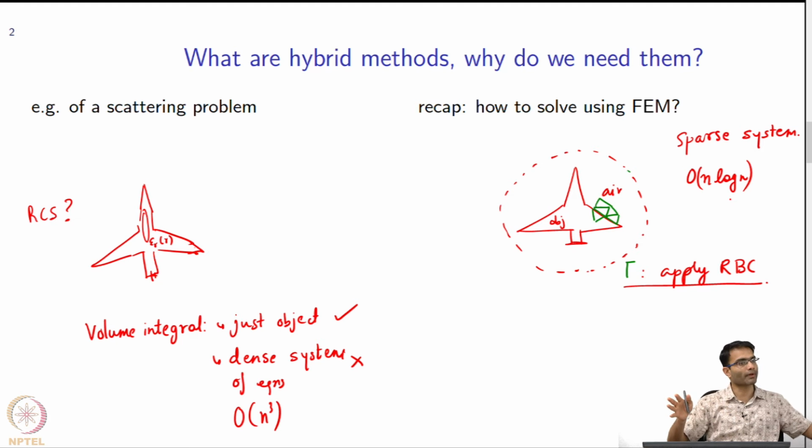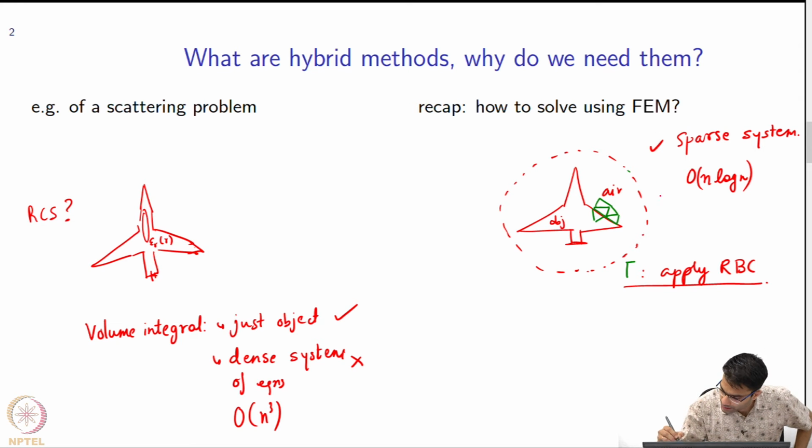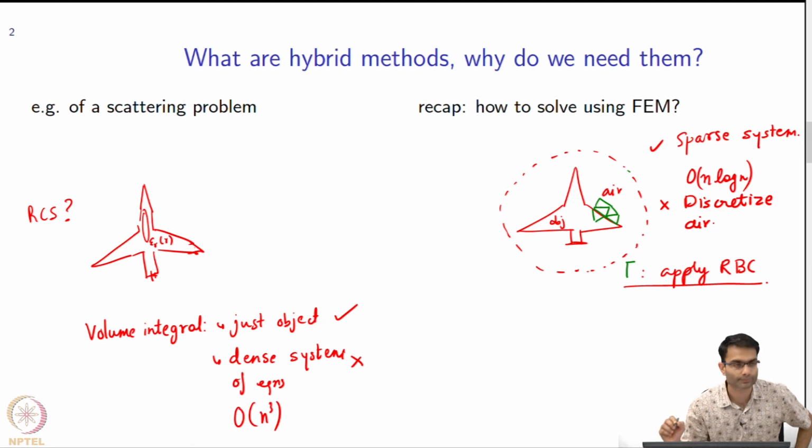And the storage requirement is also a problem with a dense matrix. I have to store n squared elements. Here I have to store like a scalar times n, because only sparse entries are there. So that's why you are going ahead with FEM. But this was the plus side, and the minus side is I have to discretize air. So that seems like a bit of a disadvantage.